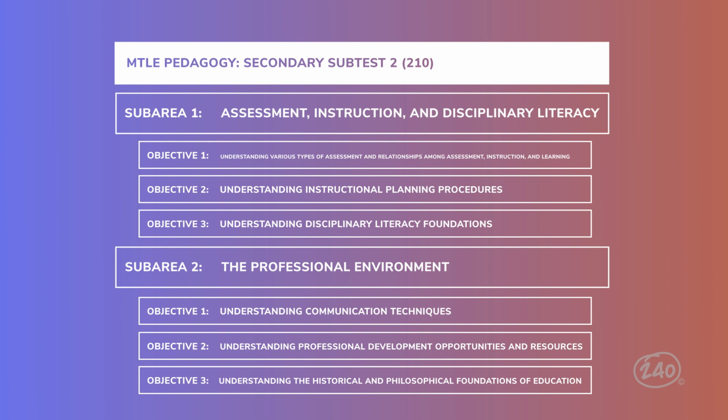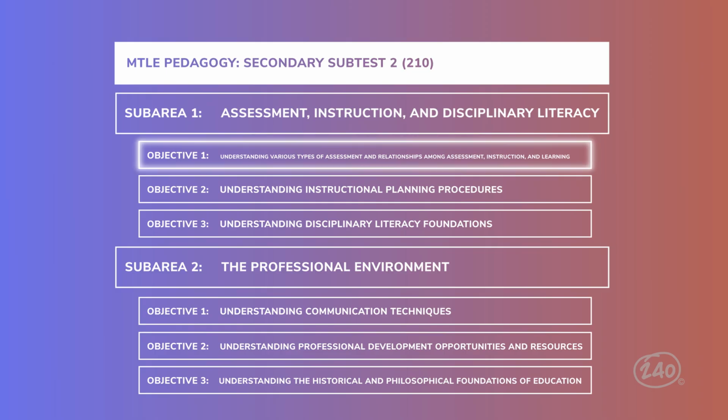In Sub-Area 1, we have understanding various types of assessment and relationships among assessment, instruction, and learning, understanding instructional planning procedures, and understanding disciplinary literacy foundations. Sub-Area 2 covers understanding communication techniques, understanding professional development opportunities and resources, and understanding the historical and philosophical foundations of education, the rights and responsibilities of students, parents, guardians, and educators, and legal and ethical guidelines for educators in Minnesota. In this video, we'll go over each sub-area and its objectives. Then we'll end with a few practice questions to make sure you've got these key concepts down.